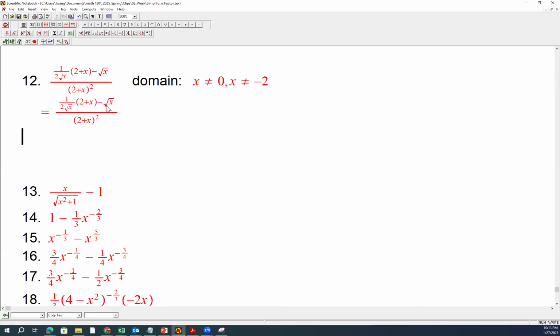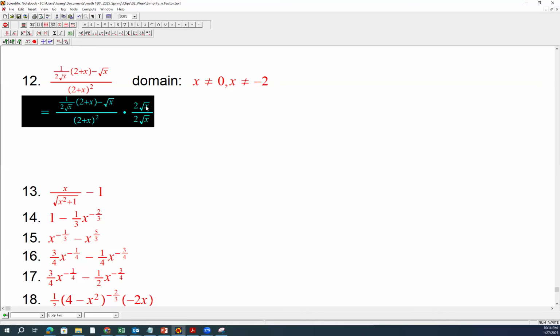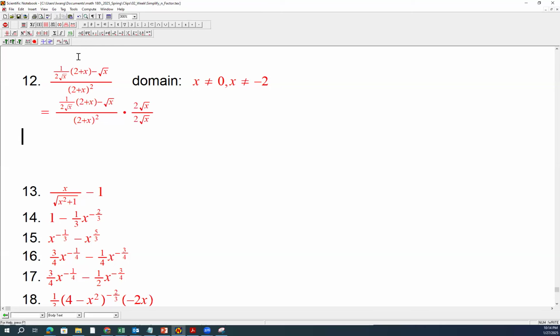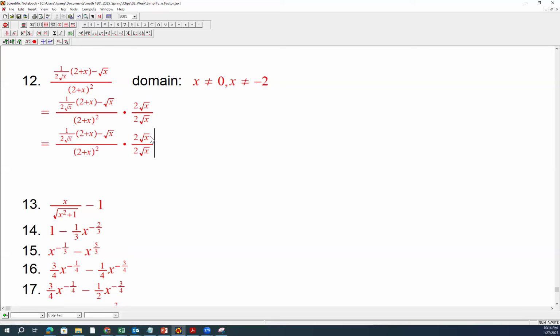How do we reduce it? So this is the common denominator. What we can do is multiply that common denominator over the common denominator. All right? And then what? We take the 2 times radical x, we multiply that piece, and we multiply that piece. We take this piece to multiply that.